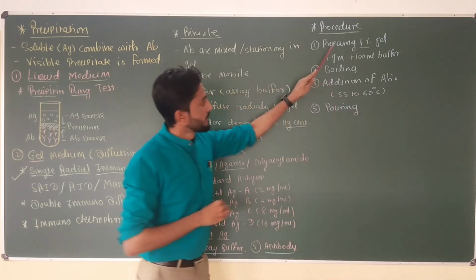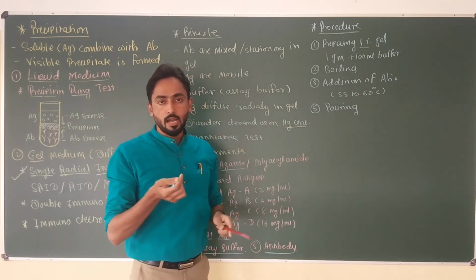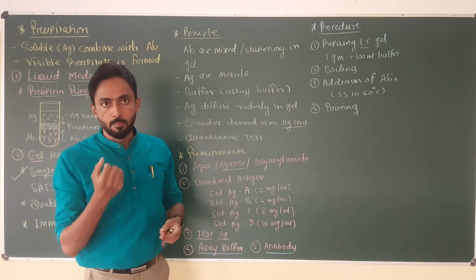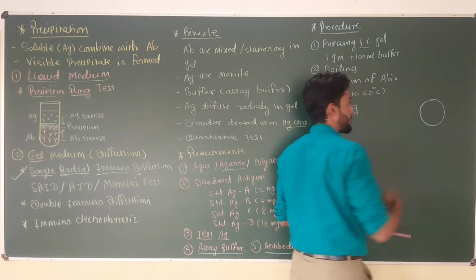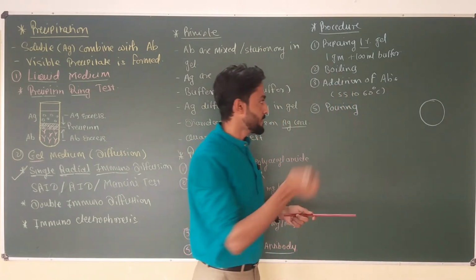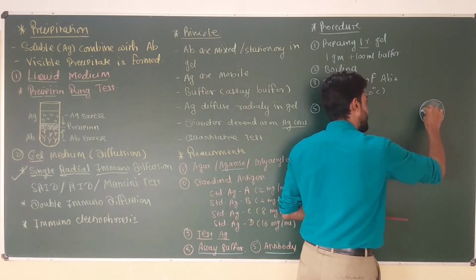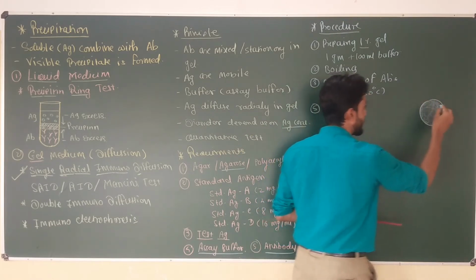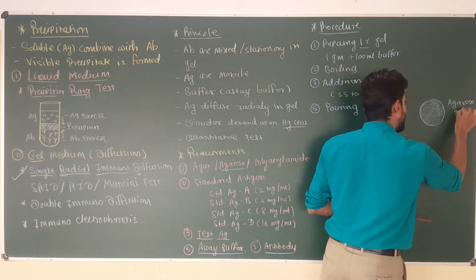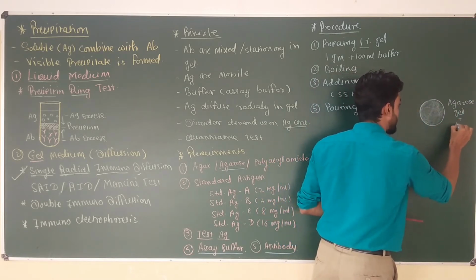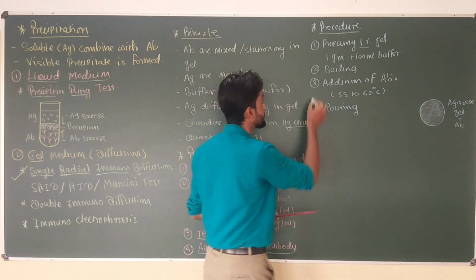You have to pour this agar or agarose solution containing antibody either onto the glass slide or into the Petri plate. For example, suppose this is the glass Petri plate, and in this Petri plate you are going to pour the agarose solution, the agarose gel containing antibodies.